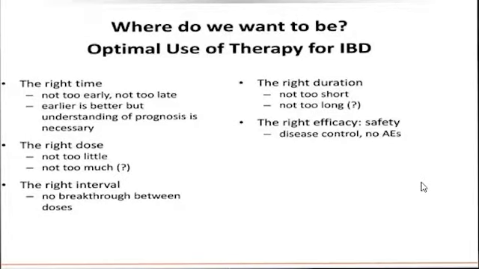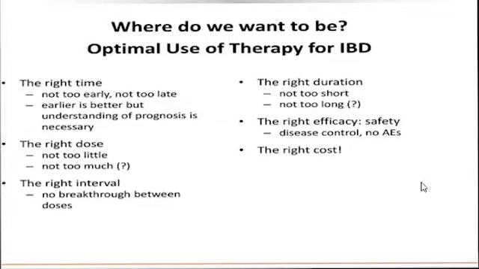And we need to have the right efficacy and safety, with no adverse effect of disease control. And at the end, we need to have the right cost. So this is our aim, how to optimize the medication. I know it's a bit tough, sometimes a bit difficult. It's not sometimes, most of the time it's difficult, but this is our ideal goal to achieve.